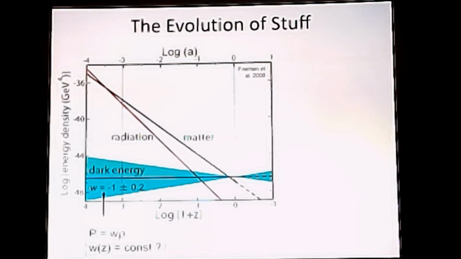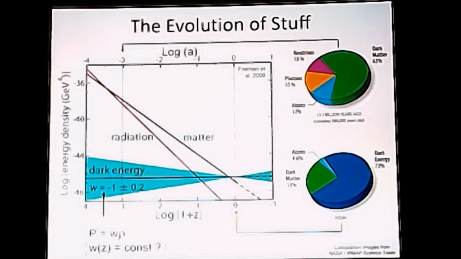We parameterize this by an equation of state, W, that relates its pressure to its density. We don't know if that's constant, if it changes over time, or if even the equation of state changes over time. One of the big mysteries in cosmology, one of the big missions, is to measure this equation of state and measure its time evolution.